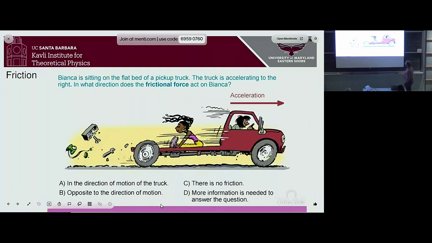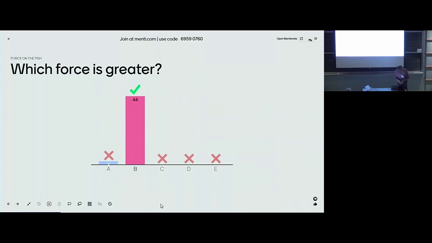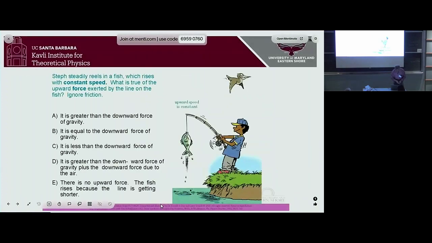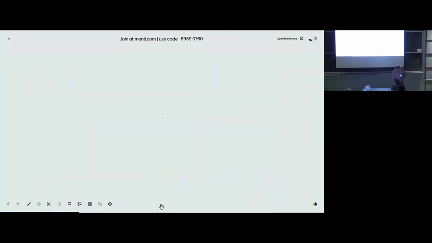Okay, so next question. Bianca is sitting on a flat bed of a pickup truck. The truck is accelerating to the right. In what direction does the friction force act on Bianca? So remember, this is Bianca. Let me go to the next slide and give you the question. This is delivered on your cell phone now.